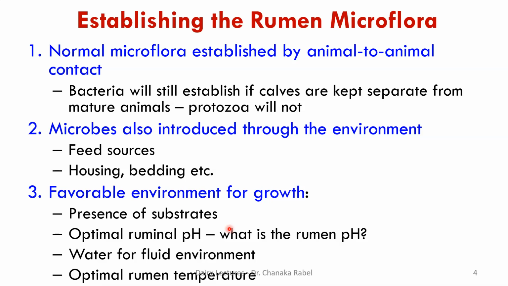So you have to have a surface or a substrate for these microbes to attach to. This is where we can expedite this process by providing proper substrates, and also by facilitating a sufficient fluid environment by giving sufficient amounts of water. And then, of course, if we control the diet properly, you'll get the optimal pH and rumen temperature.